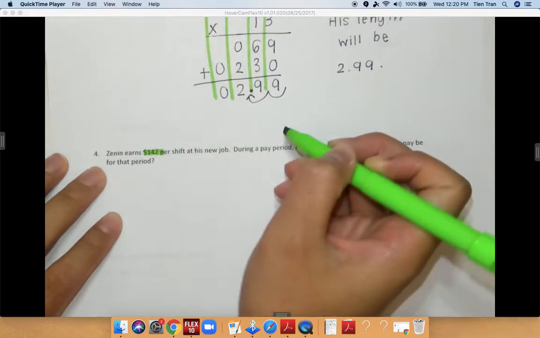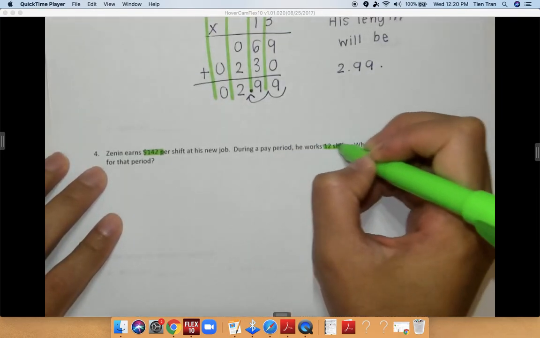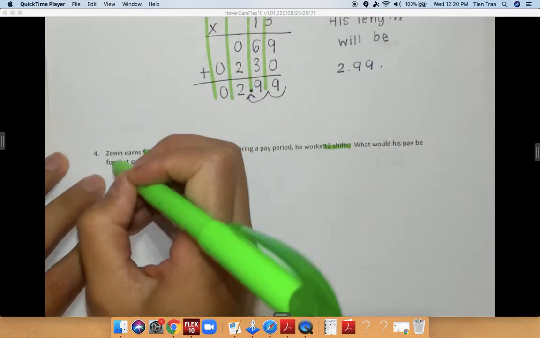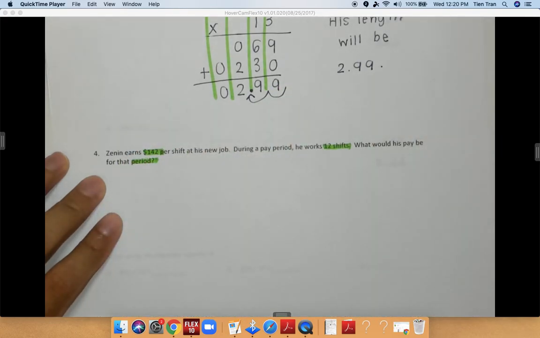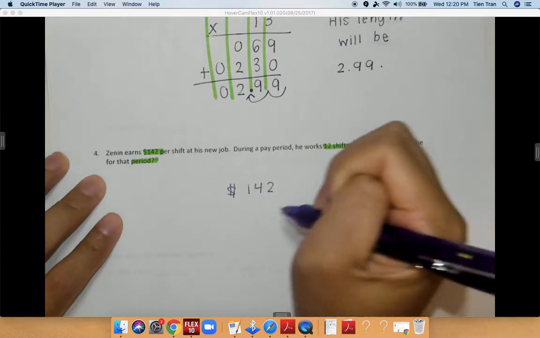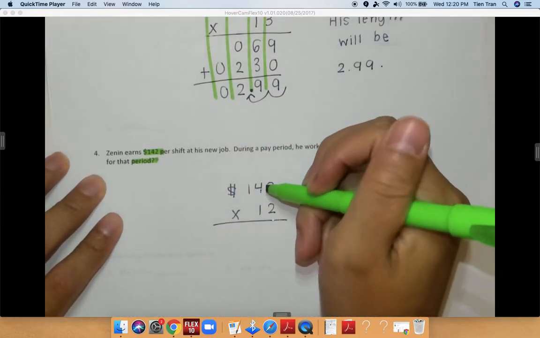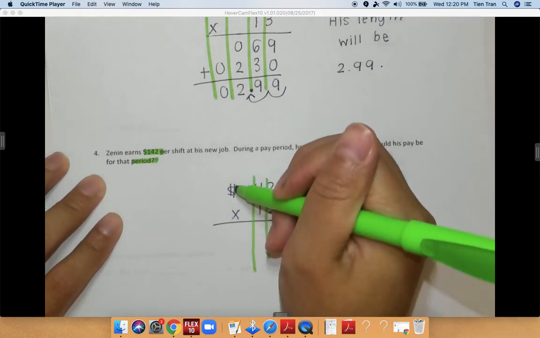Now, problem number 4. Zenon earns $142 per shift at his new job. During a pay period, he works 12 shifts. What would his pay be for that period? So we are multiplying $142 times 12 shifts.